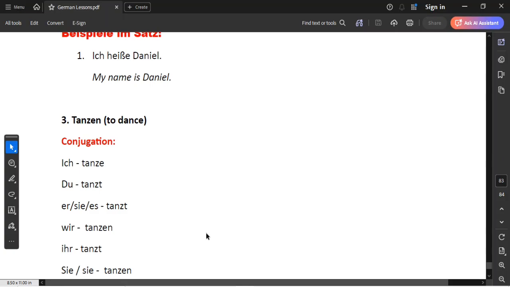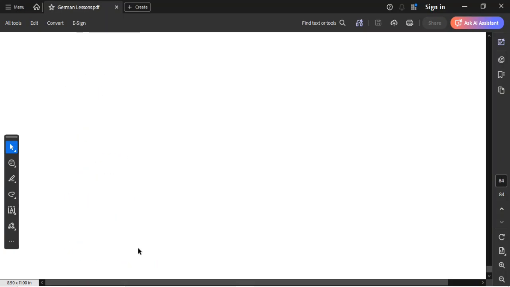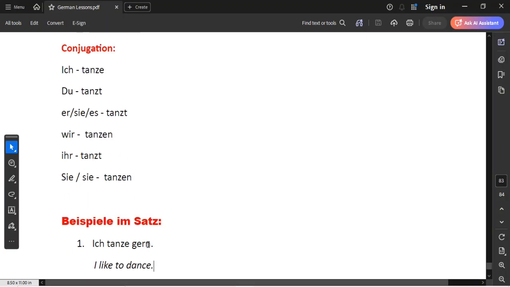Beispiel Nummer 3, we have tanzen, which means to dance. As you can see, the verb stem is ending with z, and when you come to conjugate, ich, it will be tanze. Then du, er/sie/es, and ihr, it will be tanzt, so it will be the same. Wir and sie, it will be tanzen. When you come to wir and sie, it will be tanzen. Now, Beispiel im Satz: Ich tanze gern. I like to dance.